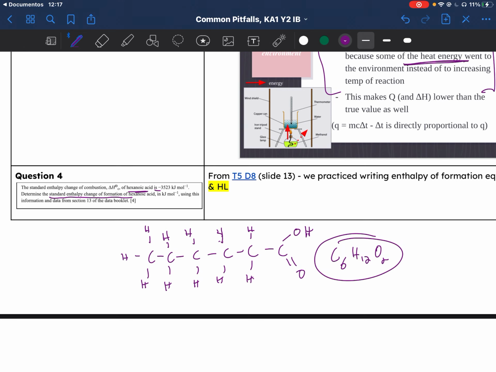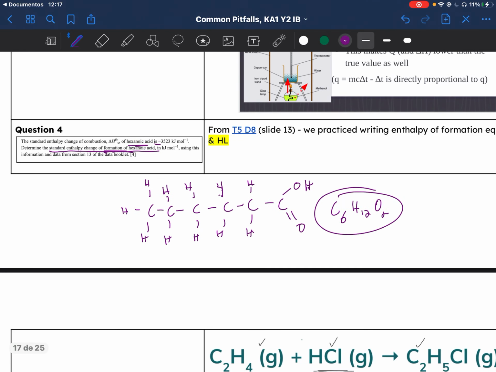Determine the standard enthalpy of formation of hexanoic acid. So I need to write the formation of hexanoic acid, which is going to be 6C plus 6H2 plus O2 yields C6H12O2 using section 13, which is combustion data. So now I need to go find delta H combustion, delta H combustion.